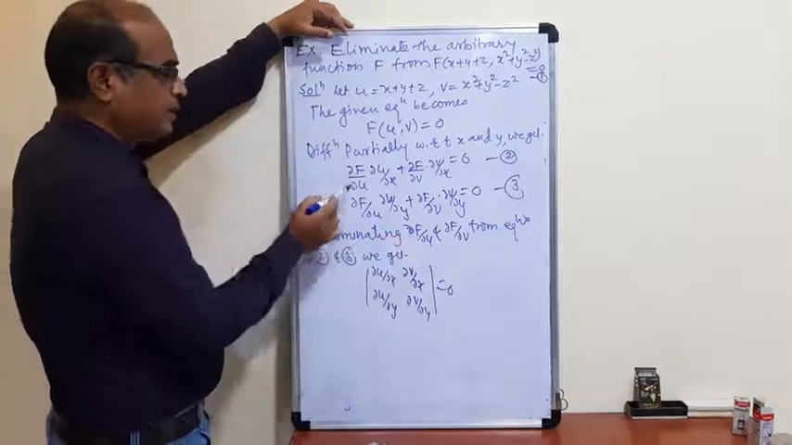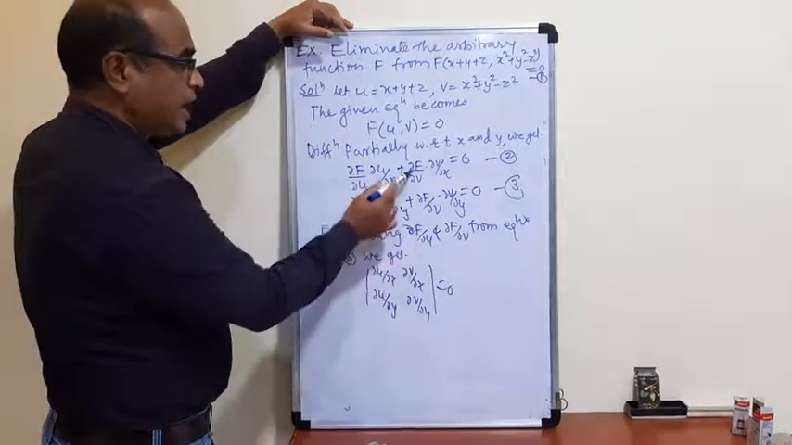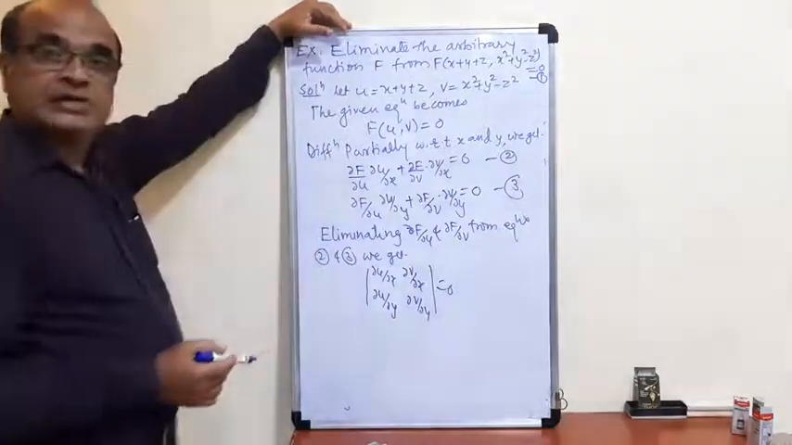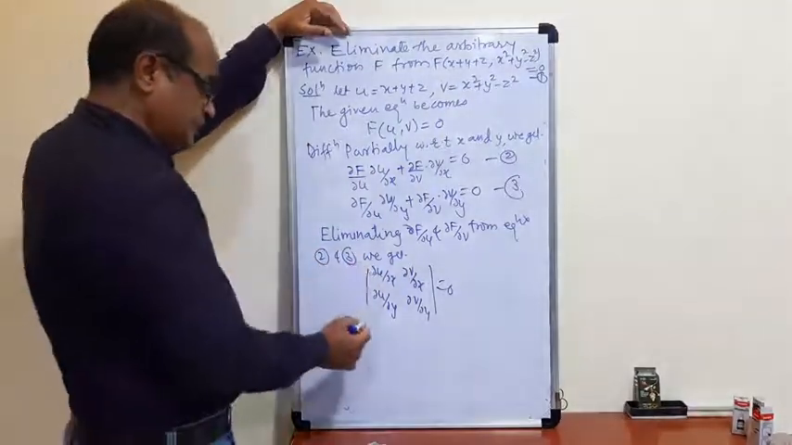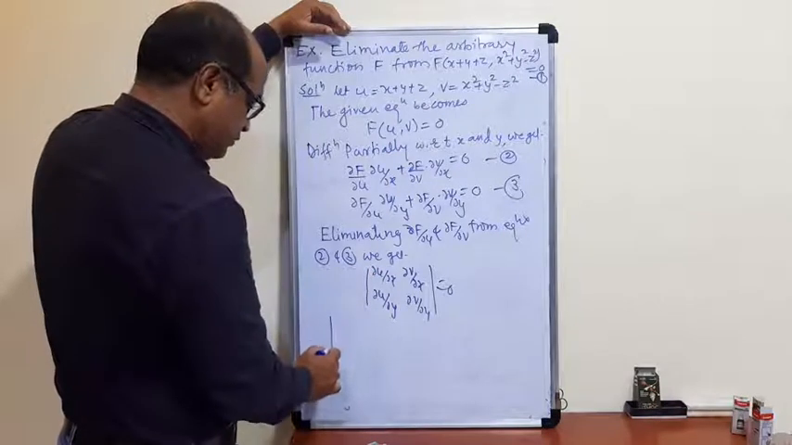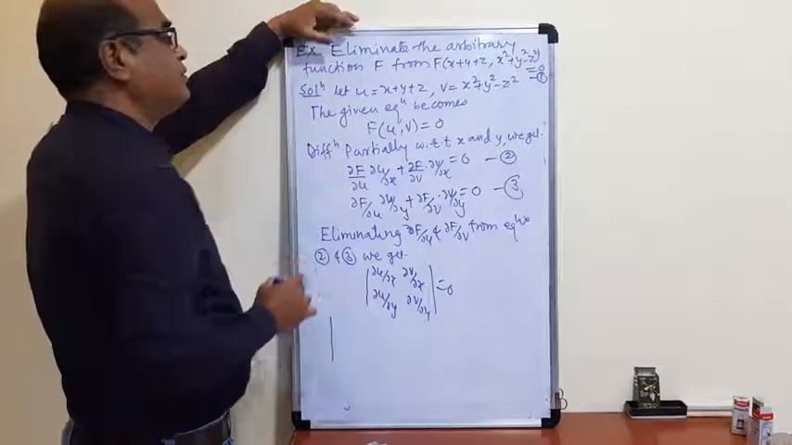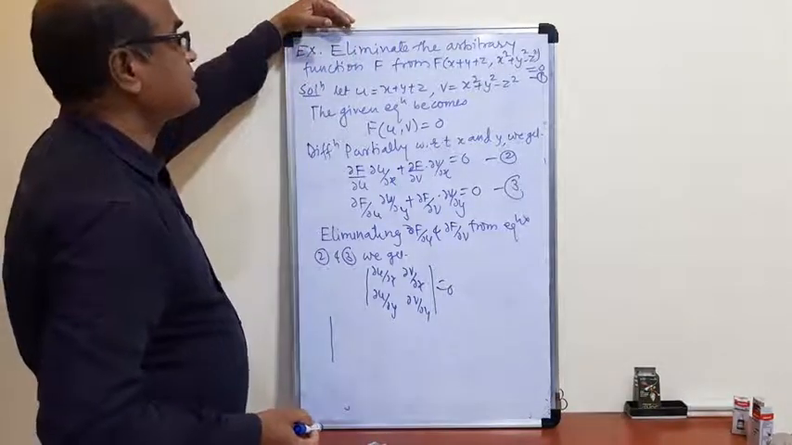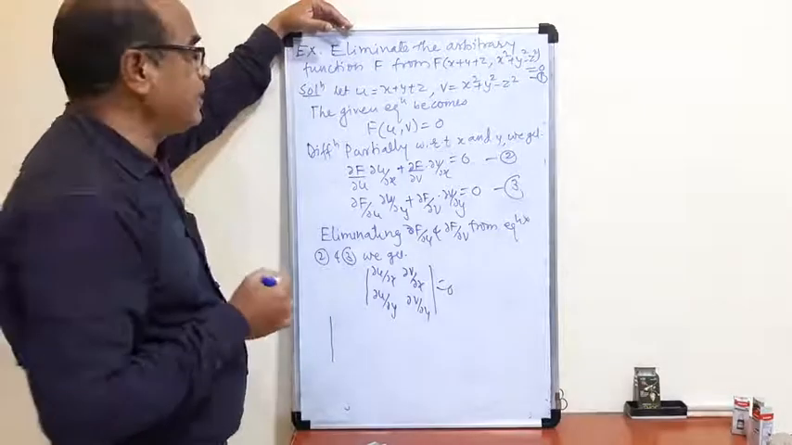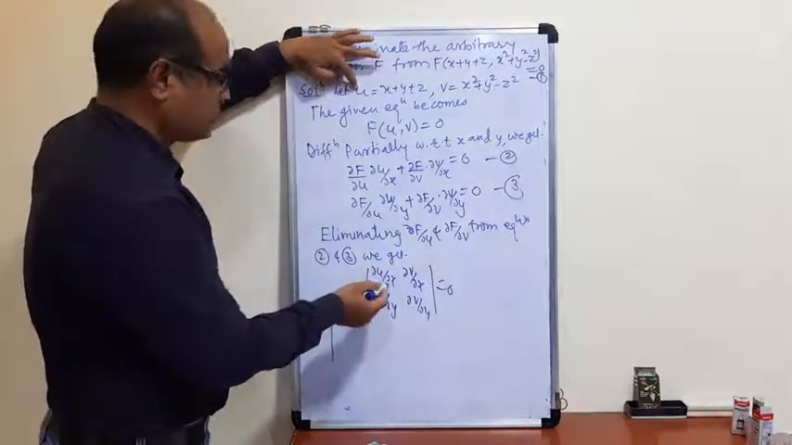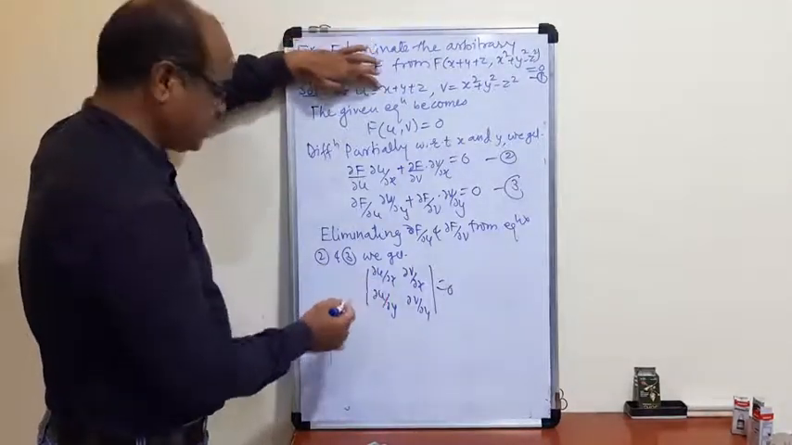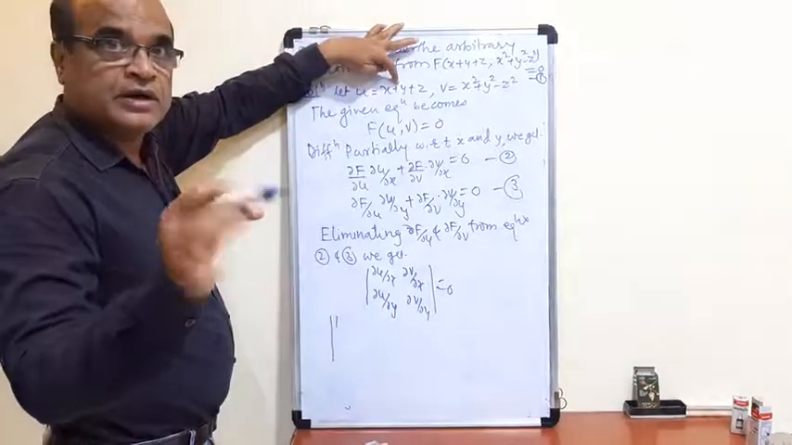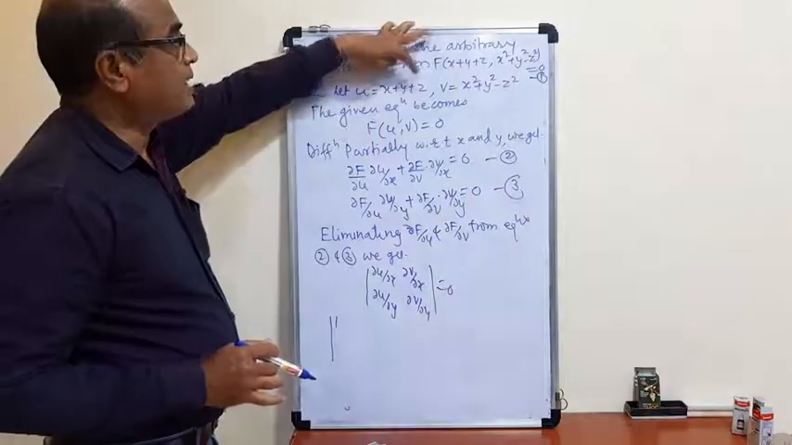By eliminating dou f by dou u and dou f by dou v from those two equations, we get this here. Okay. So what is the dou u by dou x? Partial derivative of u with respect to x, keeping y constant. So what is the derivative of this with respect to x? So that is derivative of x is 1. Derivative of y is 0, keeping y constant. Plus, what is the derivative of z?